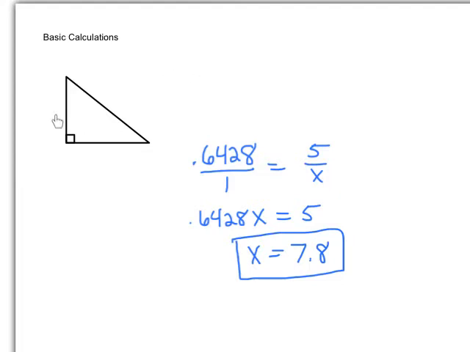If I were given adjacent and I want to find hypotenuse, I have to use the cosine. If I were given hypotenuse and I wanted to find adjacent, you would still use the cosine. So it all depends on what you are given.